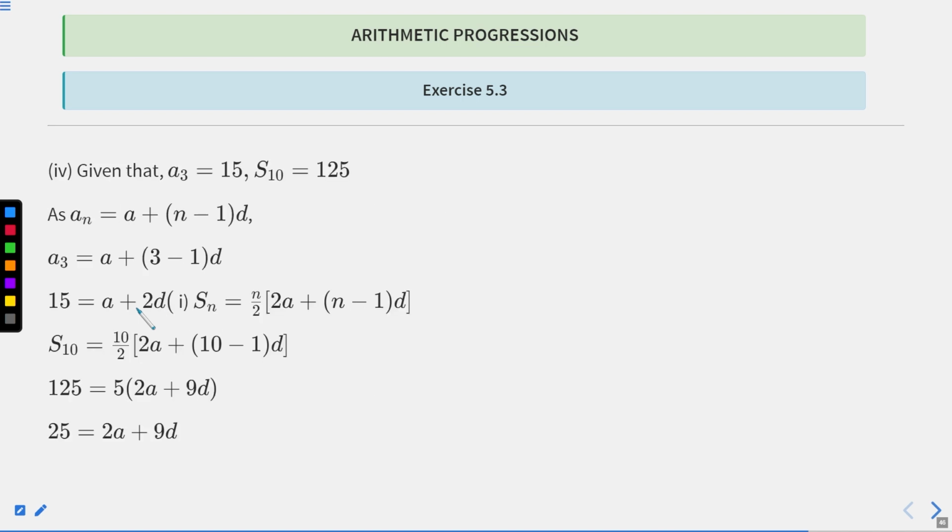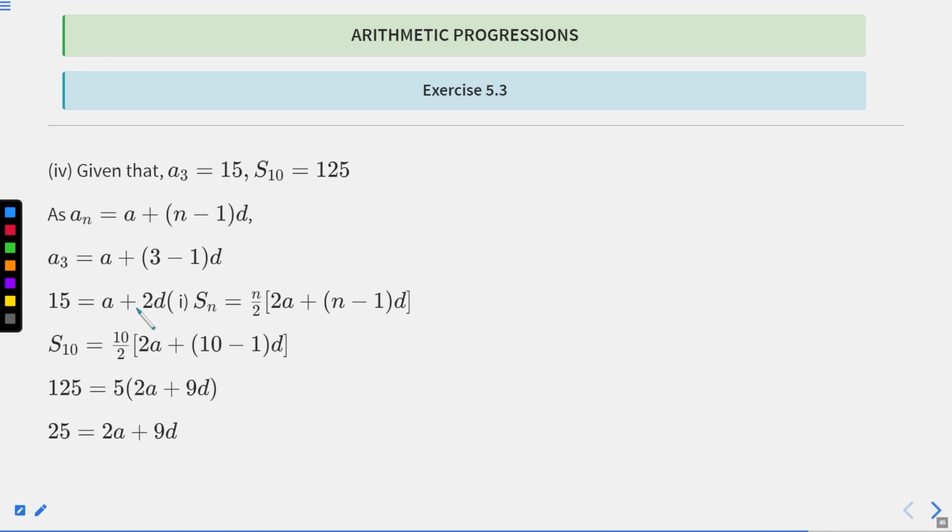So here given that A3 is equal to 15, S10 is equal to 125, and as we know the nth term of an AP, An, is equal to first term A plus (n minus 1) times common difference D. Okay, so now here we are given the third term of this AP, that is equal to 15. So A3 is equal to A plus (3 minus 1) times common difference D.